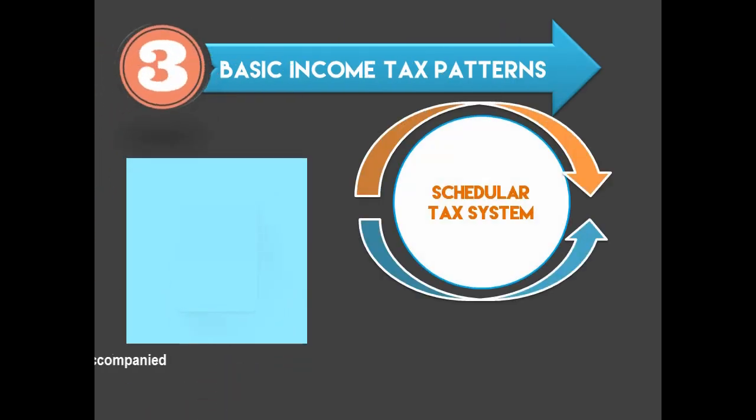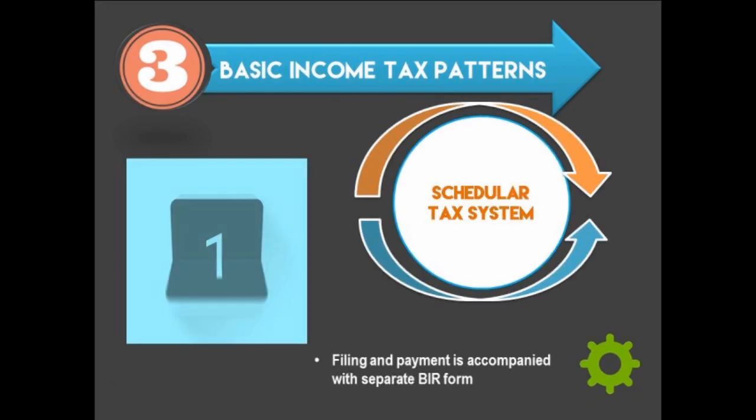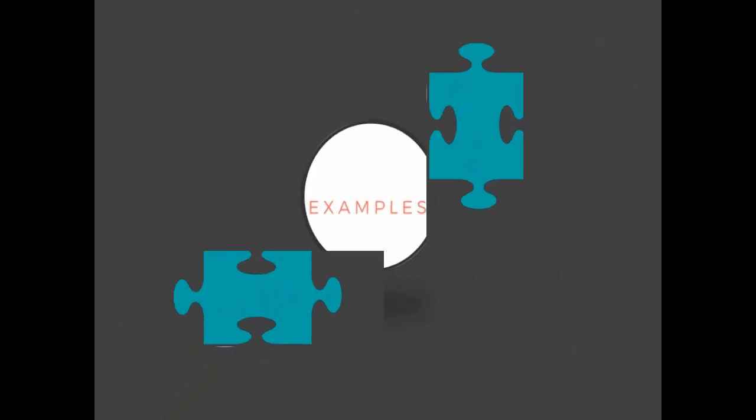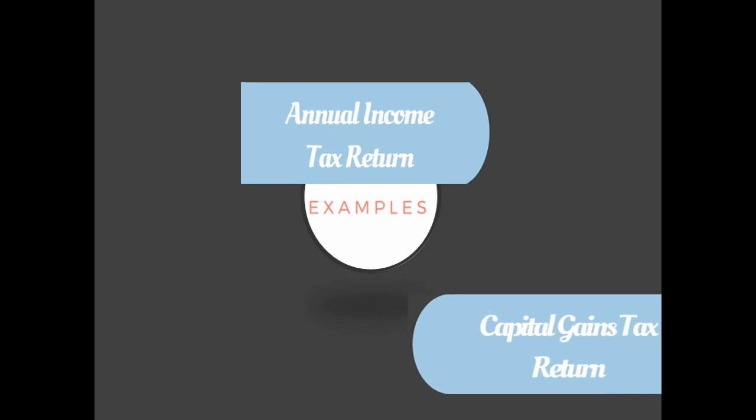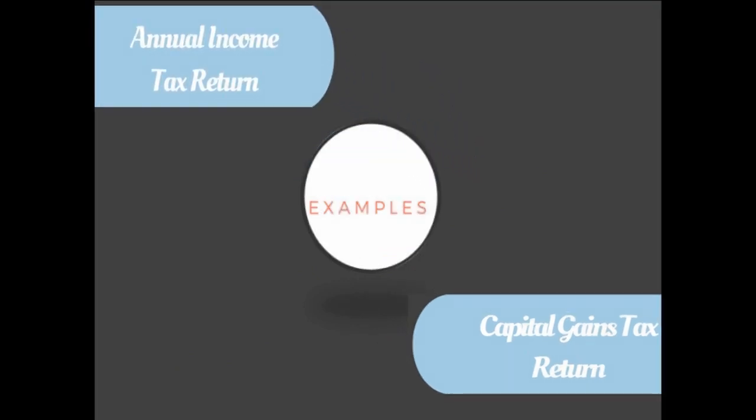Third is a schedular tax system. Since income taxes are either computed based on global tax system or gross income tax system, their filing and payment should be accompanied with separate BIR form as required per category of income. Examples of income tax under this system are the following. First, the annual income tax return for global income tax. Second, capital gains tax return for sale of real property classified as capital asset and sale of shares of stocks not traded in the stock market.